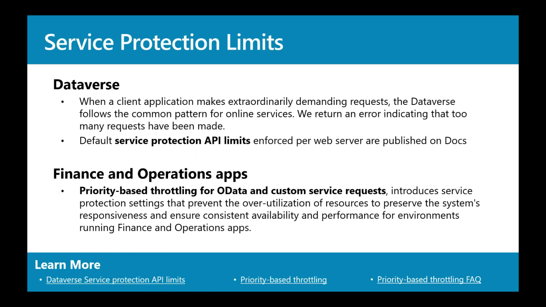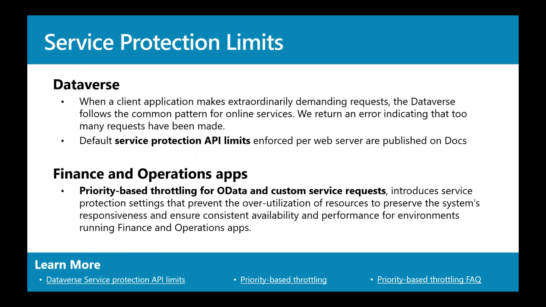Then if you're monitoring, it's important to understand that we also have service protection limits built in. That means, for example, when a client application makes extraordinary demand of requests, there must be something to protect our services, correct? And this is what we call service protection limits. And on the Dataverse side, we have service protection API limits published. You can find the link on the left bottom of the slide where you see the limits that are currently enforced.